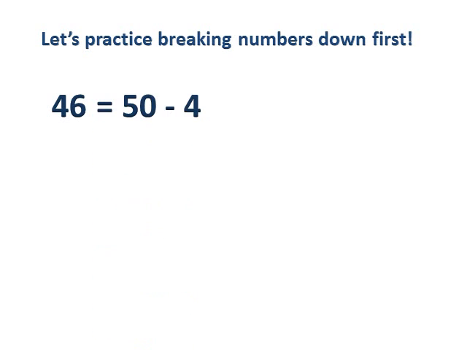Alright, 46. We need to break it down into tens and ones. For example, 46 you can rewrite as 50 minus 4, or you can also rewrite it as 40 plus 6. The idea is you try to break it down into smaller numbers, like 5 and 4. Those are smaller than 4 and 6. It's easier to multiply by 5 compared to 6, right?